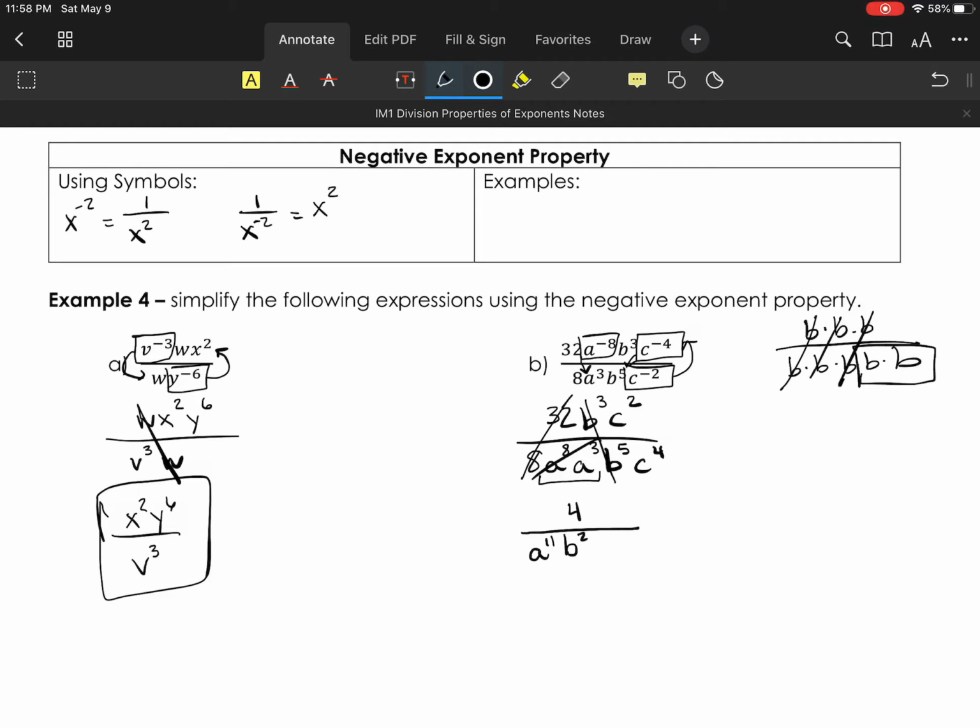Same thing with the c's. 4 is bigger, so my c is going to end up in the bottom. 4 minus 2 is 2, so I get c squared in the bottom. Or again, you can think of it as c times c over c times c times c times c. 2 of the c's cancel, you're left with 2 c's in the bottom. And there's your final answer.